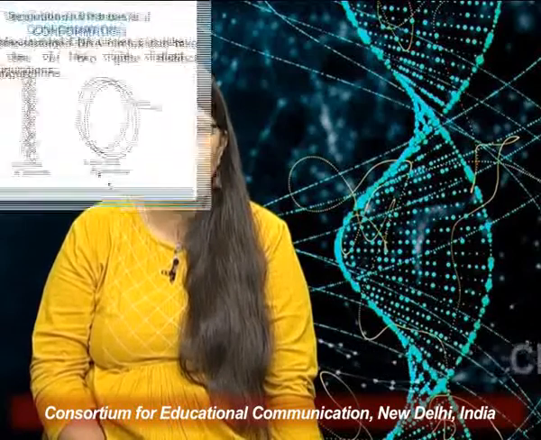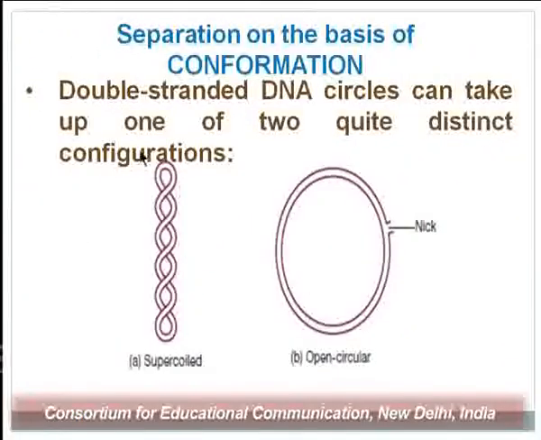Another configuration is the open circular form. This is called the closed circular molecule, and this is called the open circular molecule, because when there is a nick in one of the strands, the phosphodiester bond is broken. When there is a nick on one of the strands, the supercoiled form will become relaxed. So, you can see that the double-stranded DNA circles can take up two different forms. Obviously, structurally these two forms are different, and the size of these two forms will also differ.